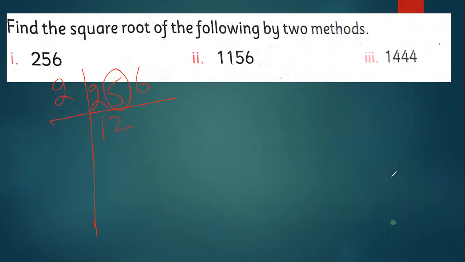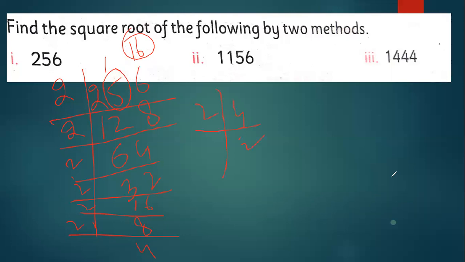2 twos are 4, and 1 from this 5 will move here. That becomes 16. So 2 8s are 16. Yes. So again, we can do it by 2. 2 6s are 12. 2 4s are 8. 2 3s are 6. 2 6s are 12. 2 8s are 16. 2 4s are 8. 2 4s are 8. 2 2s are 4. 2 1s are 2. That's done. So again, we know that 256.